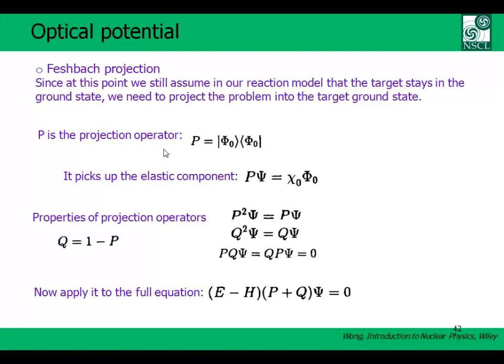So now we apply these projection operators to our equation. I haven't changed anything because P plus Q is 1. I've just put it in my equation. My equation originally was E minus H psi equals 0. Now I've put in a unit operator in there. I haven't changed anything.